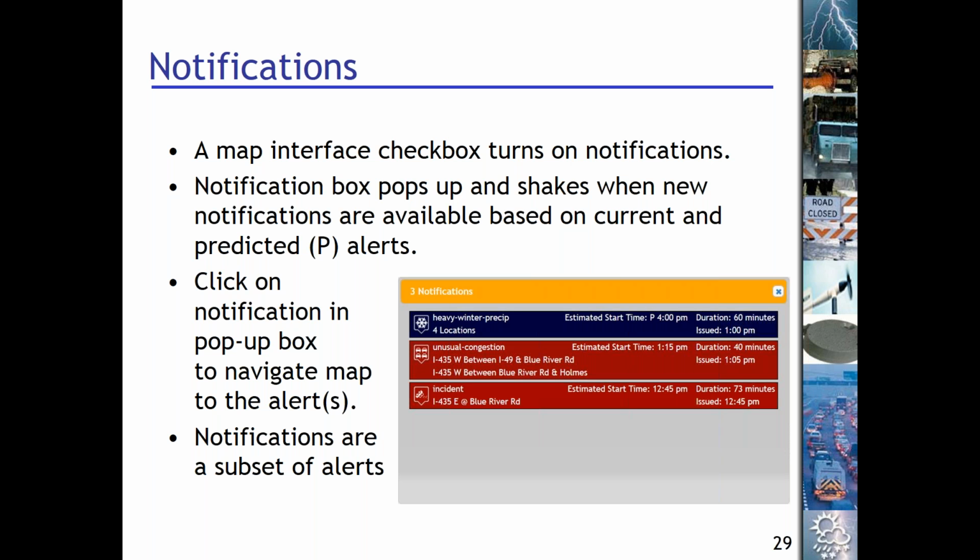Okay, and like I mentioned before, Kansas City Scout was interested in having notifications so that an operator doesn't have to have their eyes glued to the screen of the IMRCP, but rather when something out of the ordinary happens, they wanted to be notified of that. The notification consists of a map interface checkbox that turns notifications on and off. The notification box pops up and shakes to grab the operator's attention when new notifications are available based on current or predicted alerts. So it's current and predicted alerts. Anything out of the ordinary, the operator would get notified.